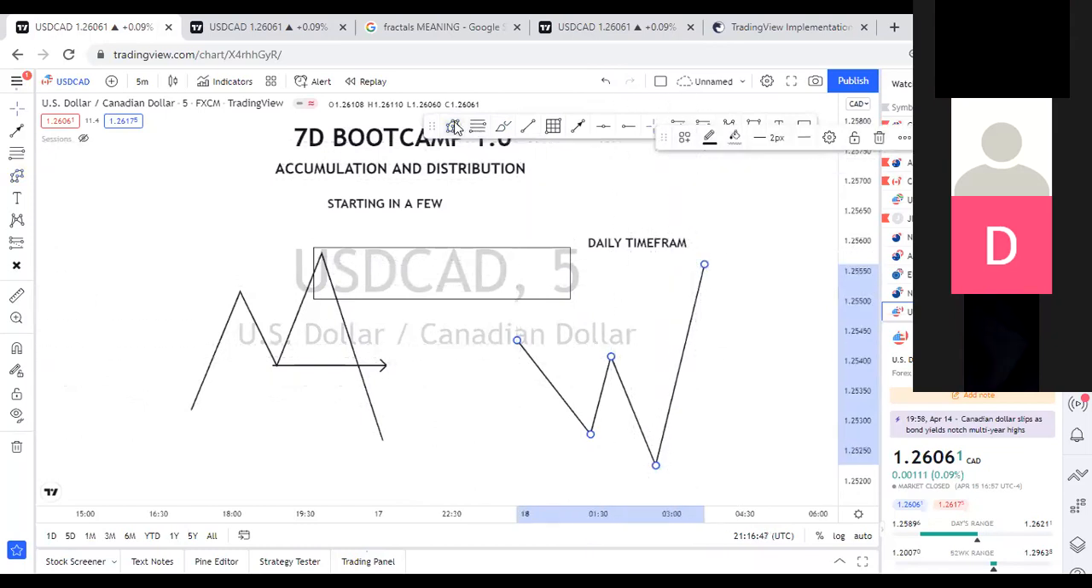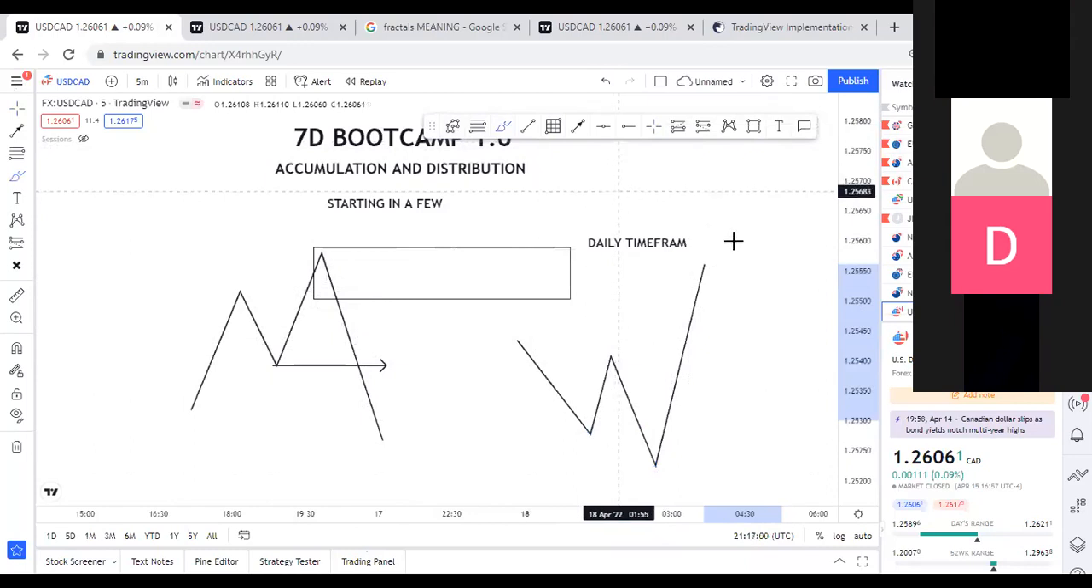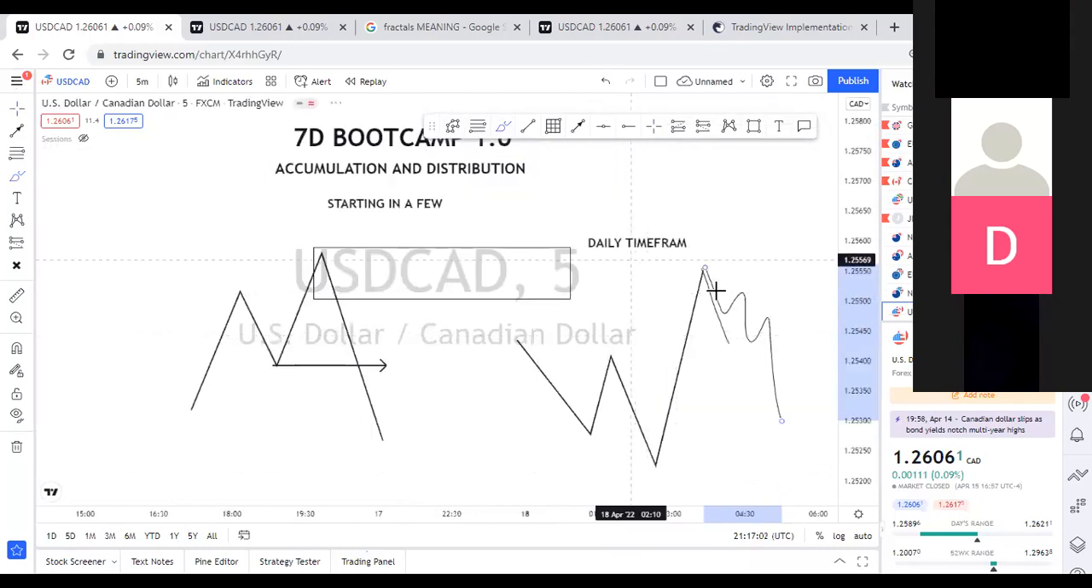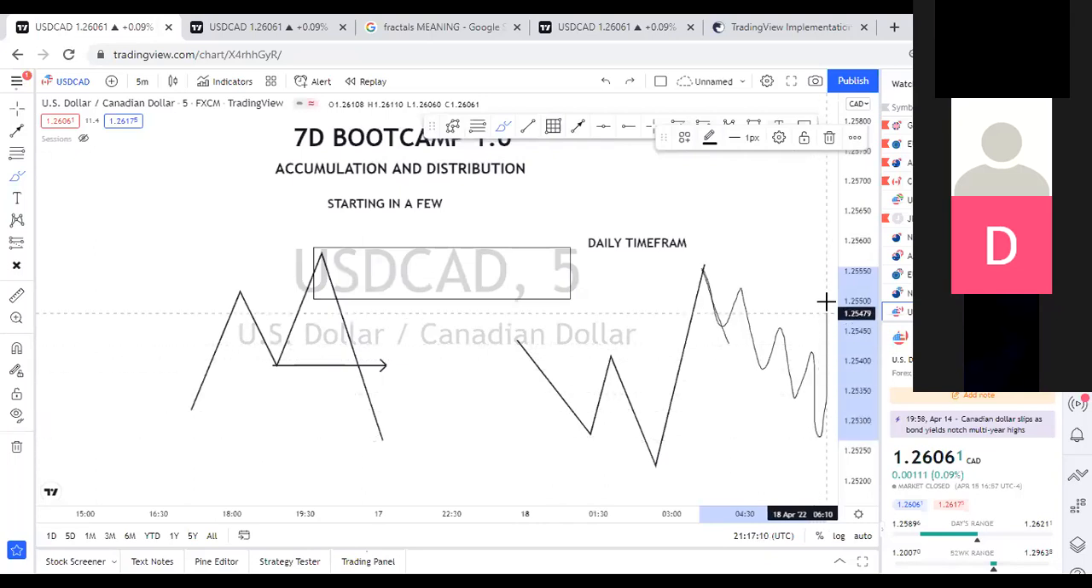It gives us a breakout structure. Now we also want to see that lower high, lower low, lower high, lower low, lower high, lower low, breakout structure.